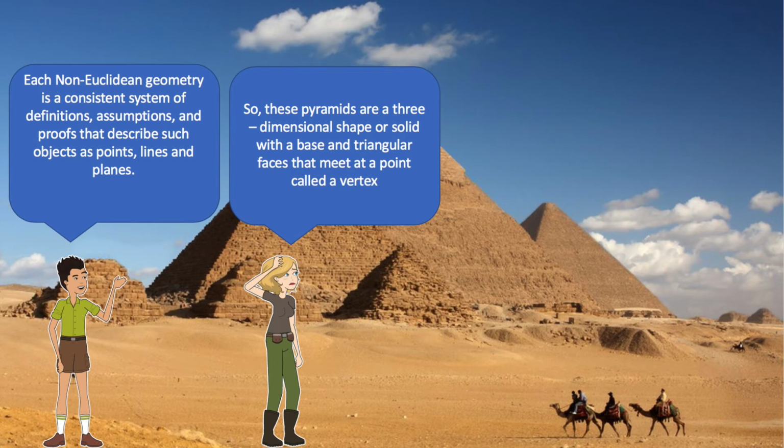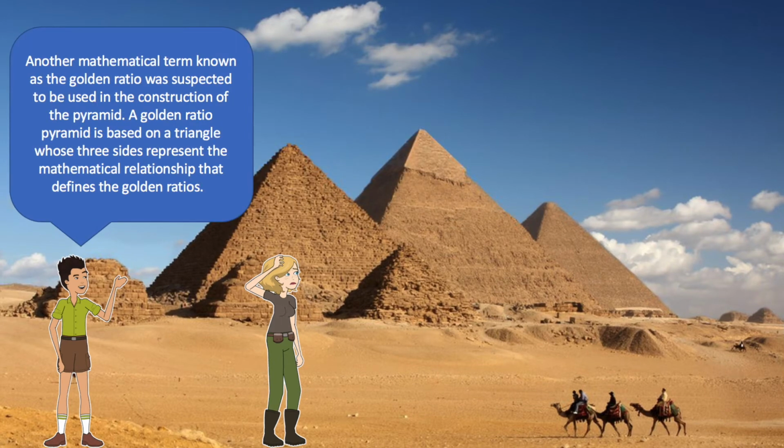Non-Euclidean geometry is a consistent system of definitions, assumptions, and proofs that describe such objects as points, lines, and planes. So these pyramids are three-dimensional shapes, all solids with a base and triangular faces that meet at a point called a vertex. Alex then begins to explain that another mathematical term, known as the golden ratio, was suspected to be used in the construction of the pyramids.